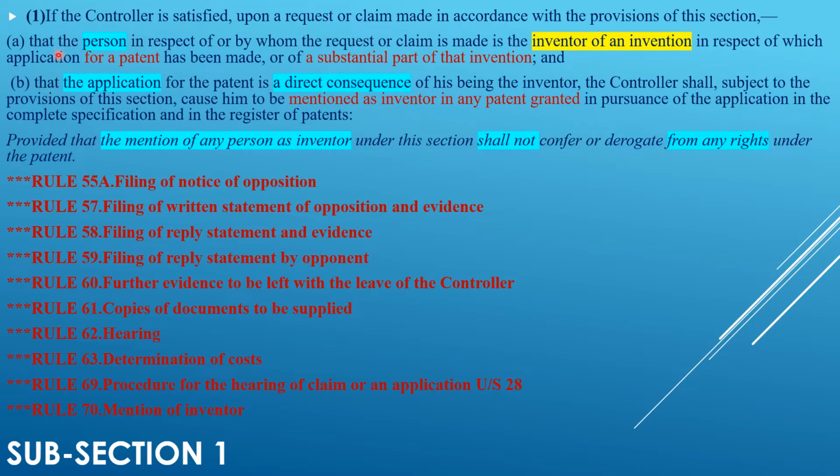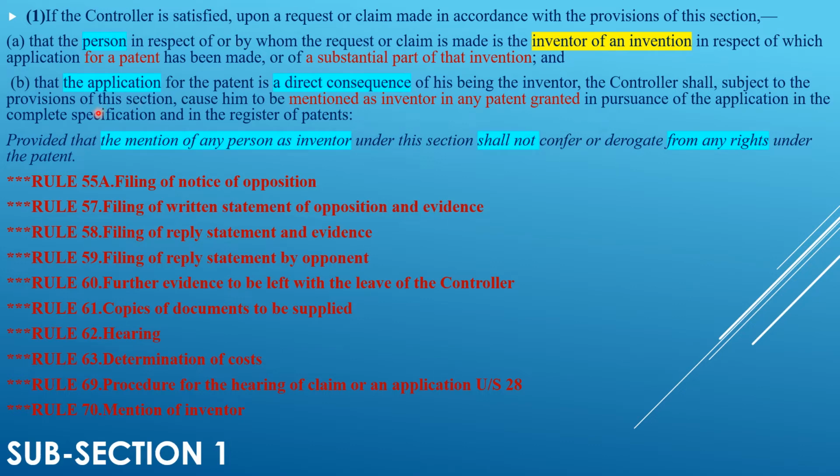Fine. So clause A says that the person in respect of or by whom the request or claim is made is the inventor of an invention itself, in respect of which application for a patent has been made or a substantial part of that invention. That means either the whole invention or a substantial part of that invention, both are included. Fine. That means an either-or condition. Next, and that means clause A and clause B both are mandatory. So always try to observe the operators. Here the operator is and, that means A and B both are compulsory.